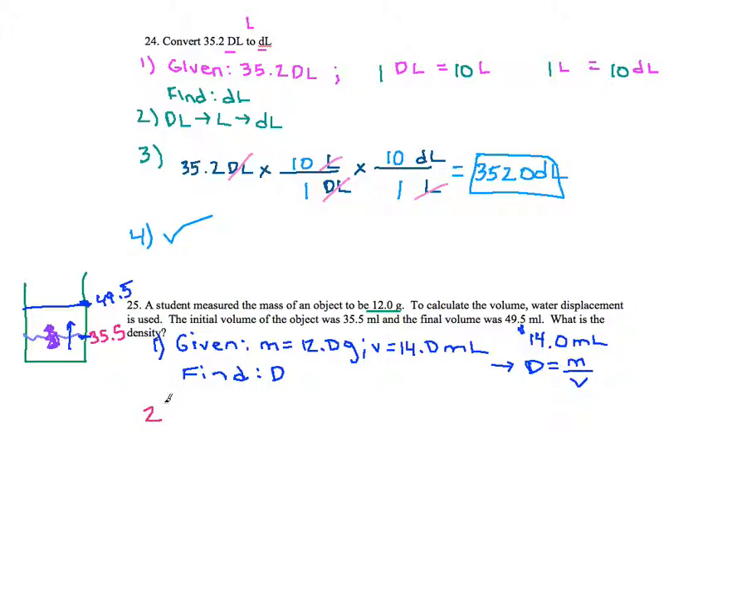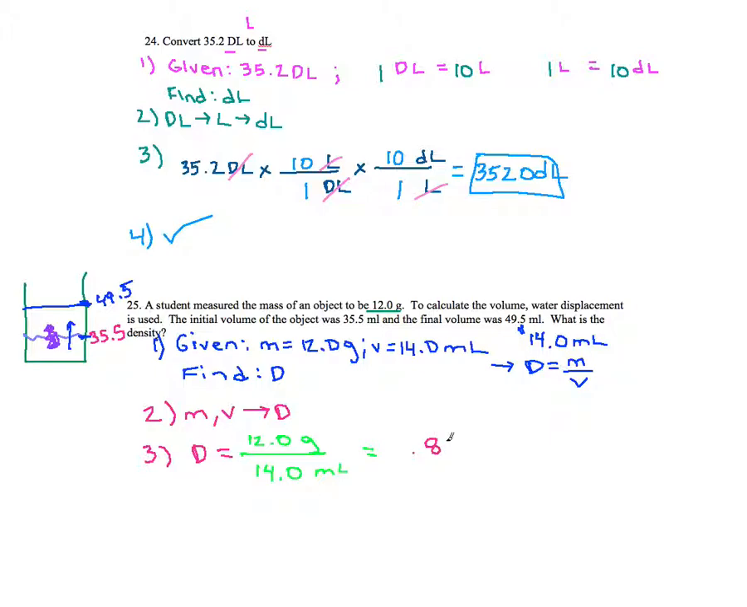Alright, so we can actually get started. So step 2, I'm going to go from my mass and my volume, which I know, and I'm going to find my density. Okay, so density, I don't need to manipulate the formula at all, thankfully. So density equals my mass, 12.0 grams, over my volume, which is 14.0 mils. Okay, so when you actually go and divide, what you should get is 0.857.